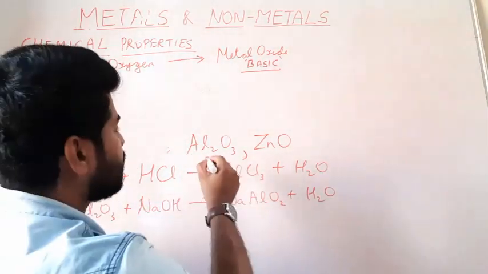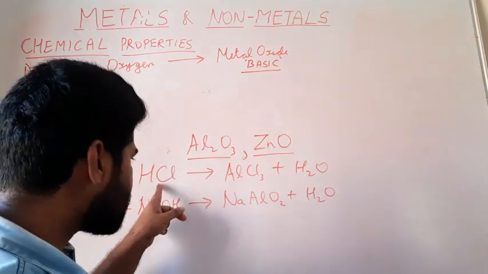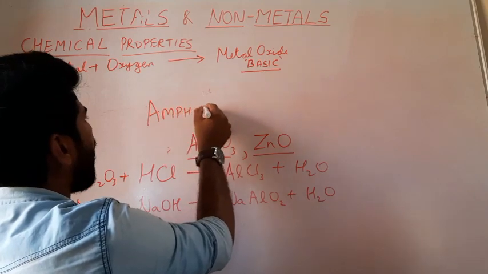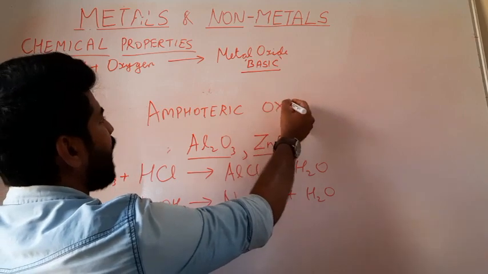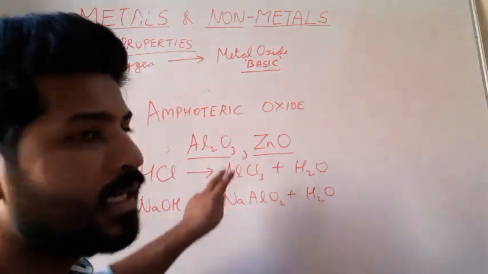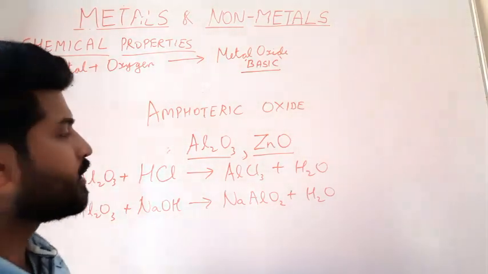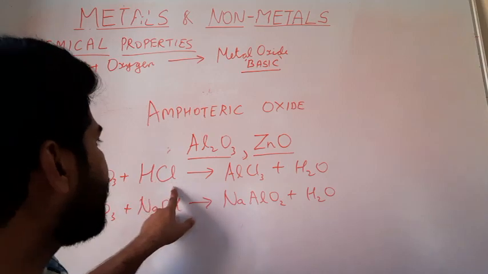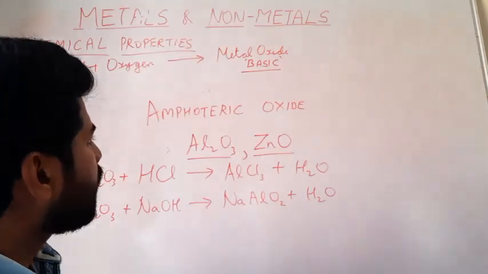Such metallic oxides like aluminium oxide and zinc oxide, which react with both acid and base, are known as amphoteric oxides. Amphi means both. So they react with both acid and base. They have both basic properties as well as acidic properties. Similarly, you can write the equation for zinc oxide reacting with hydrochloric acid and zinc oxide reacting with the base.